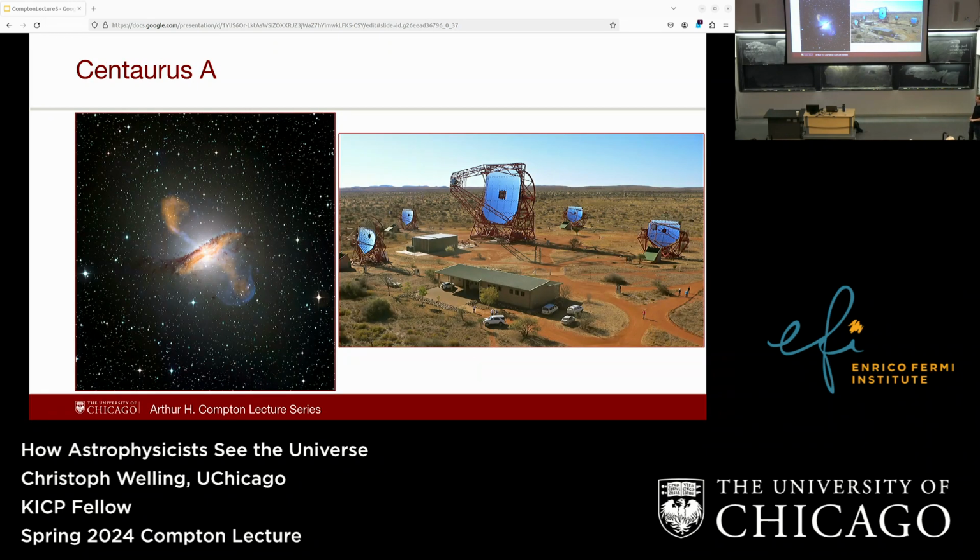But fortunately, there's different particles we can look at. And next week, we're going to talk about gamma rays, which is technically light, but it's acting very differently. And for that, we take telescopes like this, and we're going to get to that next week.